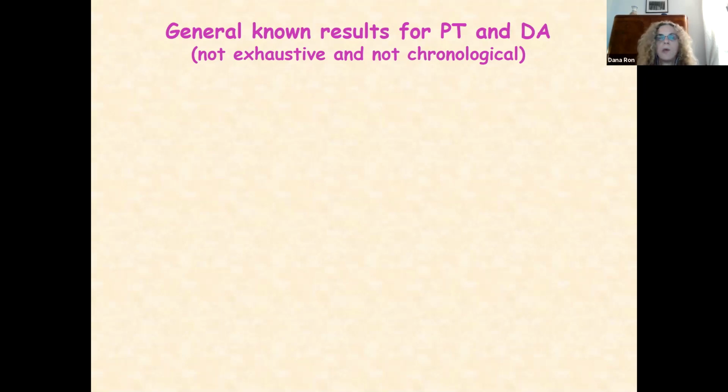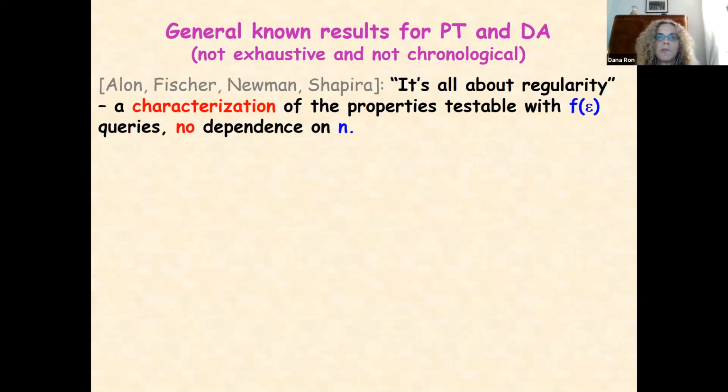So first, again, it's not the first result chronologically, but it's the most general result that is known, by Lovász, Fischer, Newman, Shapira. Maybe it's something you have heard of, maybe not. The title of the paper is all about regularity. There's a subtitle, but what they show is a characterization of all the properties that are testable with a number of queries that depends only on epsilon.